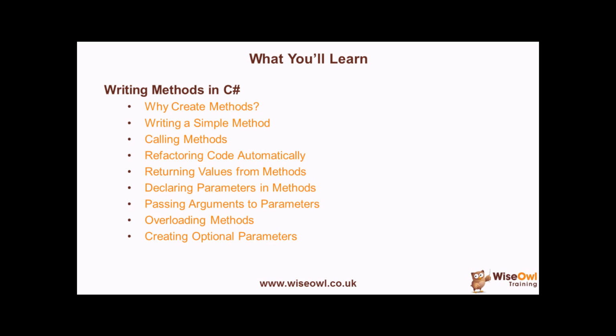We'll explain how you can refactor your code automatically to save you a lot of time in the reorganization process, and then move on and explain how you can get methods to return values and how you make use of those values in your other code. We'll explain how you can then declare parameters in a method that allows you to pass arguments to those parameters to affect the way your methods work.